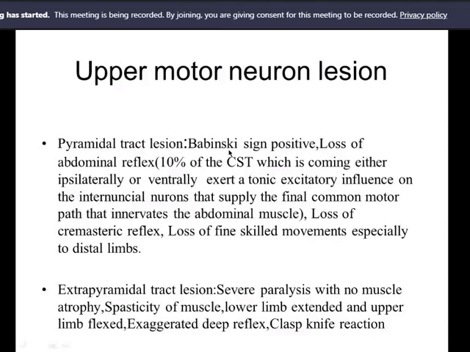So, if you take a blunt object like a key and scratch the sole of the foot, then the toe will be up and the other toes of the foot will be like a claw. That is called negative Babinski sign, which is seen in us.